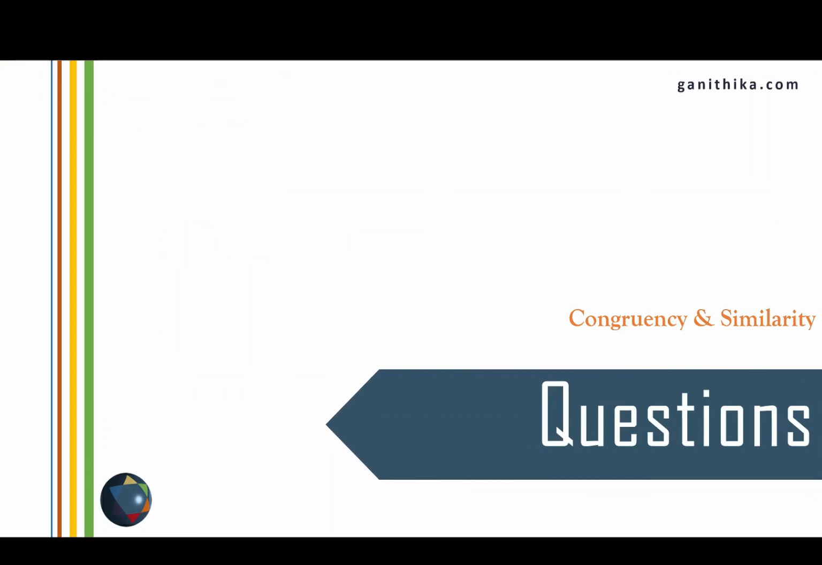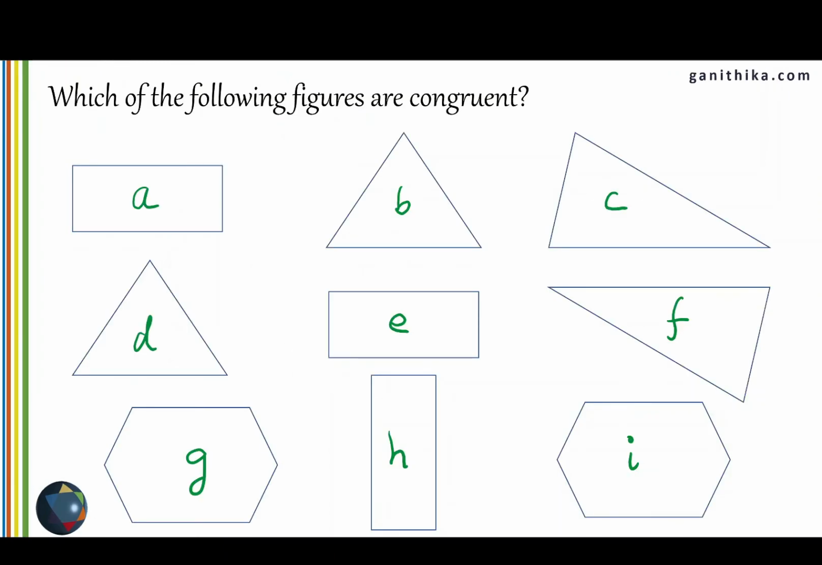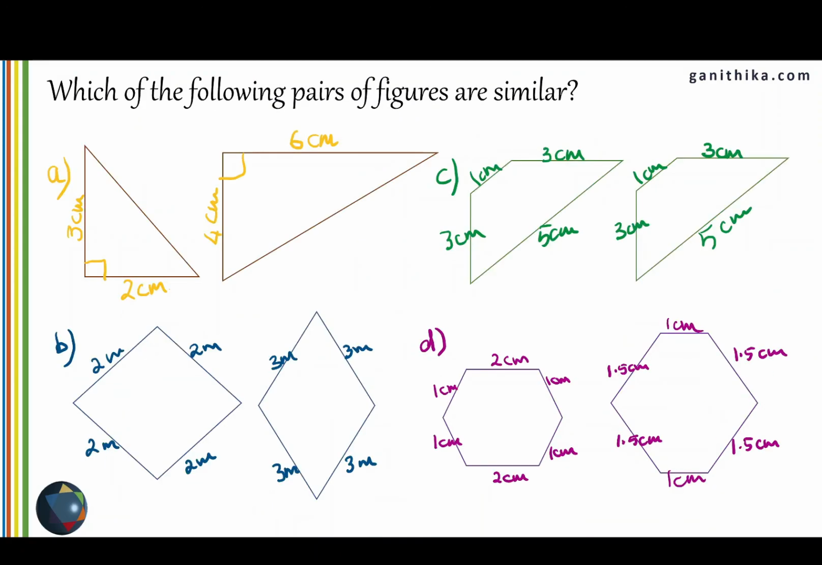Now for some questions. Which of the following figures are congruent? Find out the set of figures which are congruent to each other from these 9 figures. And which of the following pairs of figures are similar? There are 4 pairs of figures A, B, C, D. In A you have 2 triangles, in B you have 2 rhombuses, C has 2 trapeziums, and D has 2 hexagons. Out of these 4 sets of figures, which have similar pairs of figures?